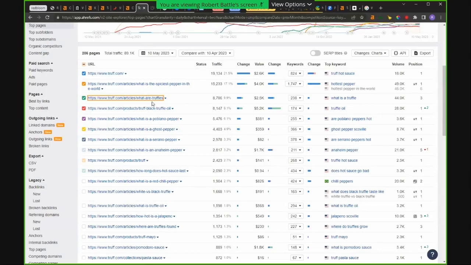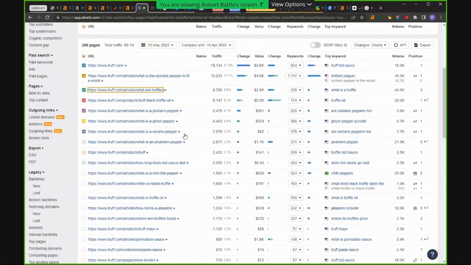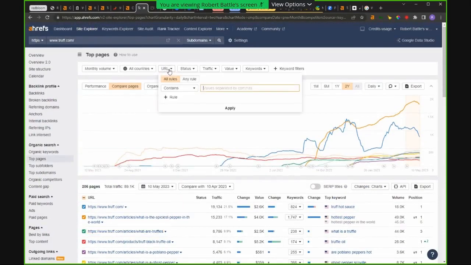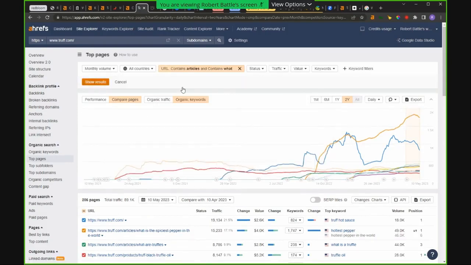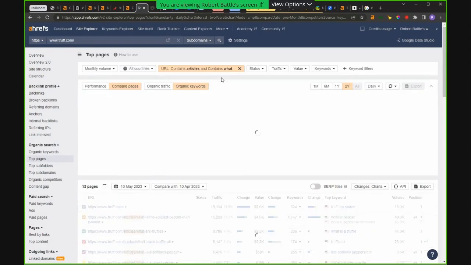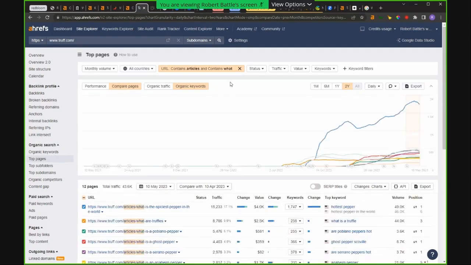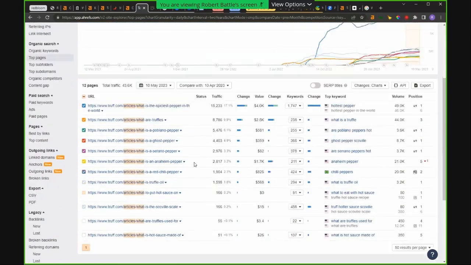But the main thing I'm trying to get at are these what are articles. There are so many of them. So let's search in here. We're going to search only articles. We're just going to filter this. And we're also going to filter using the word what. I want to see how many of these they have, because this is essentially a glossary of all these terms. They just put it in their blog section. Totally fine. Let's take a look at that. Okay, so they have at least 12.